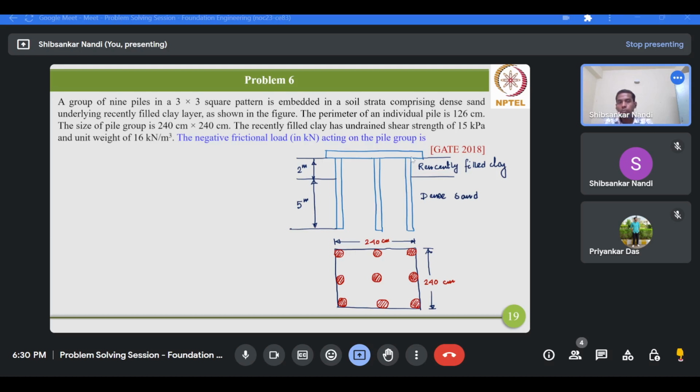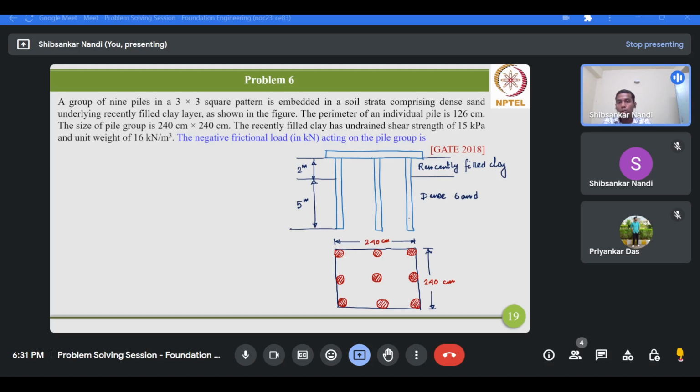So as you can see, this is the elevation view and this is the top view or plan view. From the elevation view, the piles are embedded in a soil strata having first a 2-meter recently filled clay, followed by a 5-meter thick dense sand. Now, in which layer, whether the recently filled clay or the dense sand, you will be having this negative friction, that you have to figure out first.